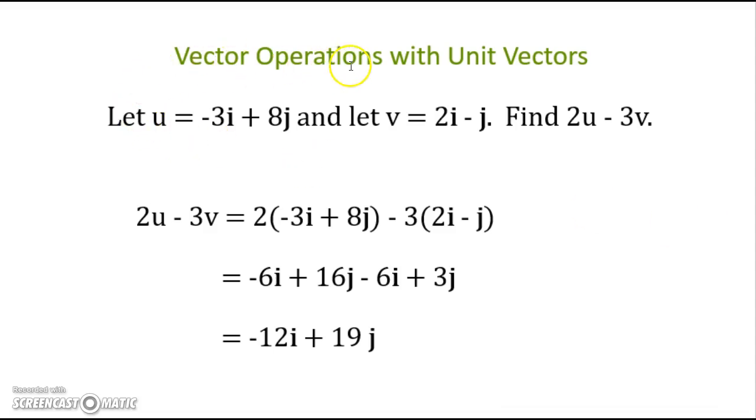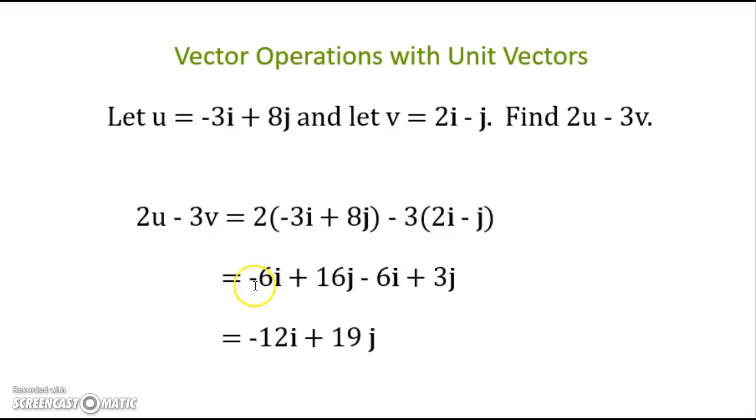We have standard vector operations that we learned in the last lesson on the component form of vectors, and I'm going to show you here that they work the same if you are given a vector in unit vector form. So let's say we have u in unit vector form, that's negative 3i plus 8j, and we have vector v in unit vector form, that's 2i minus j, and they want us to find 2u minus 3v. So we're going to take the scalar 2 and multiply it by both components of vector u, and we're going to take negative 3 and multiply it by both components of vector v.